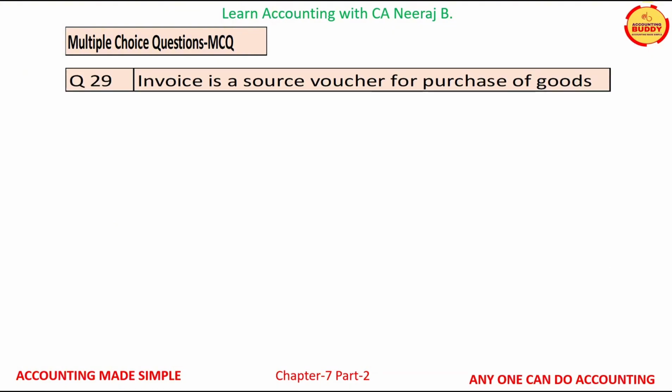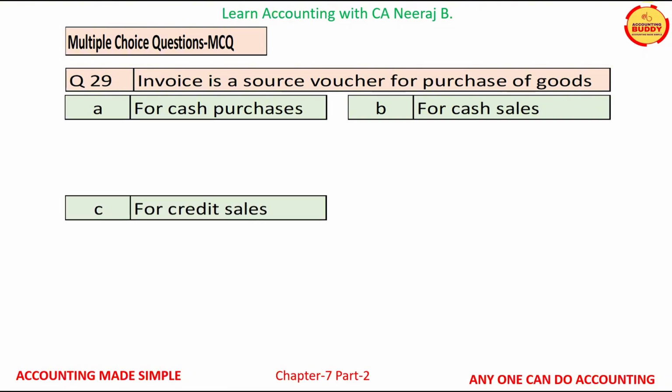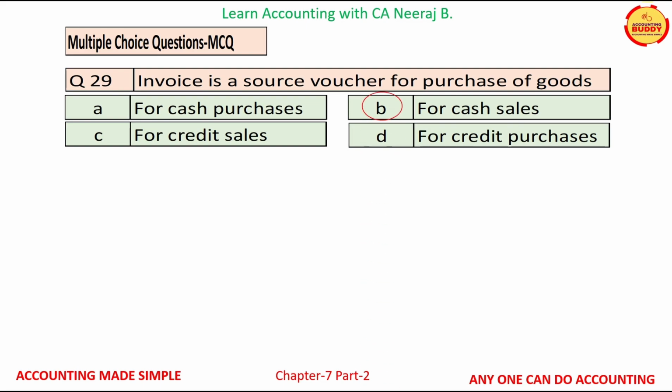Question number 29 on your screens is, invoice is a source voucher for purchase of goods, and the available options are option A for cash purchases, option B for cash sales, option C for credit sales, and option D for credit purchases. And the correct answer is option B for cash sales. Invoice is a source voucher for purchase of goods for cash sales.